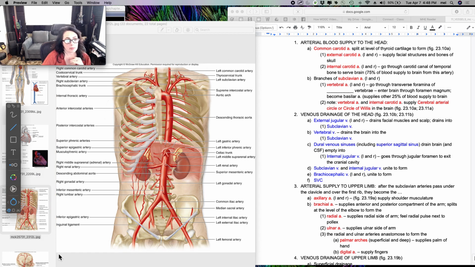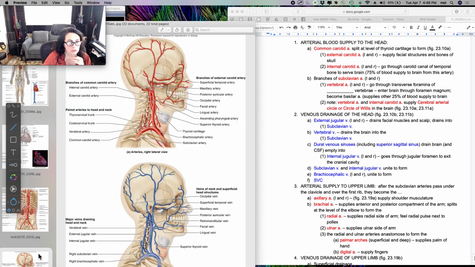So I'm going to show you a different picture. It's right here, okay? And what this one is doing is it's showing you a right lateral view, and it's going to get blood supply to the head. This is not as hard as it looks. It's actually not that bad. So how do you get blood supply? Most of the blood supply to the head comes from the right and left common carotids.